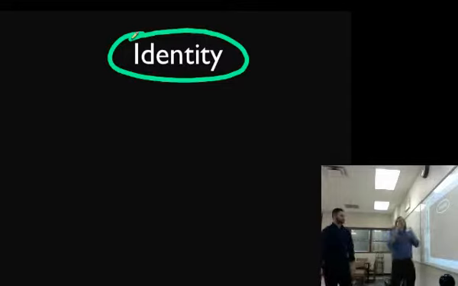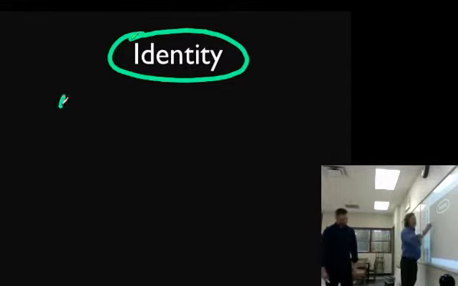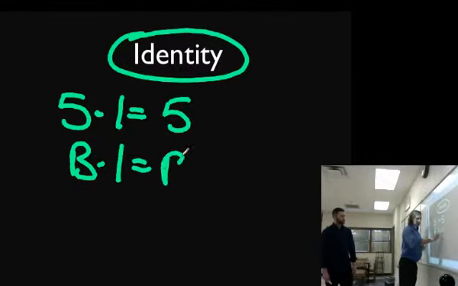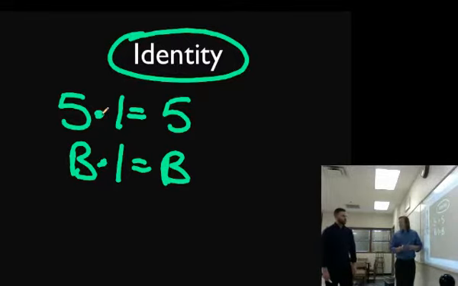The multiplicative identity, I think, was 1, because anything times 1 gives itself back. Anything times 1 returns itself. All right, so that's the multiplicative identity. Do you remember the additive identity?